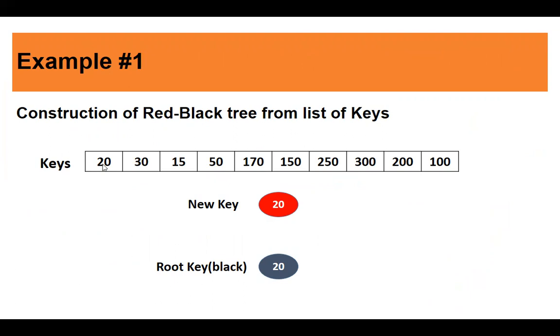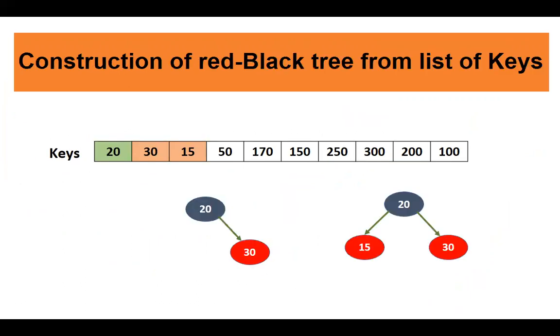Let us read the first key, which is 20. A new key is always red in color. But this is the only node we have in our tree, so this is the root node. Root is always black in color. So we change the color of the node from red to black. A newly inserted node is always red, but if it is itself the root node, then you change the color to black. Fine.